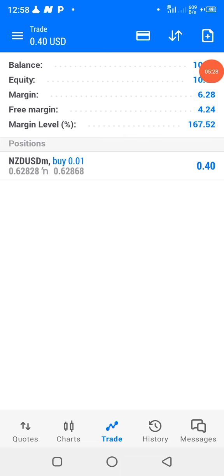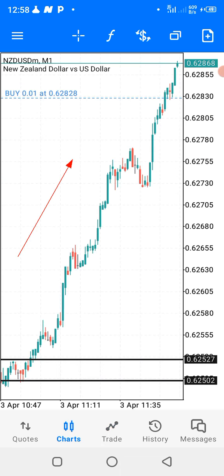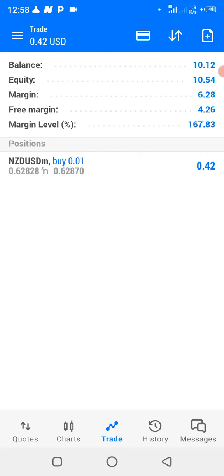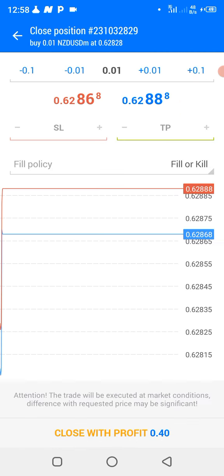I don't want to make this video too long. I just want to show you guys how to trade on a $10 account. This is actually how it works. I'm not trying to flip any account. I'm just showing you guys how to trade on a $10 account in case you have one. So let me close this trade right now.